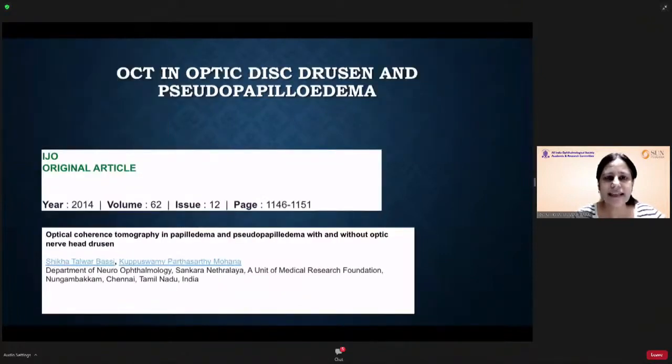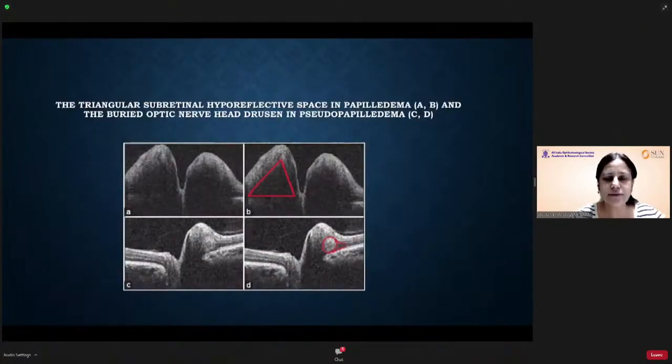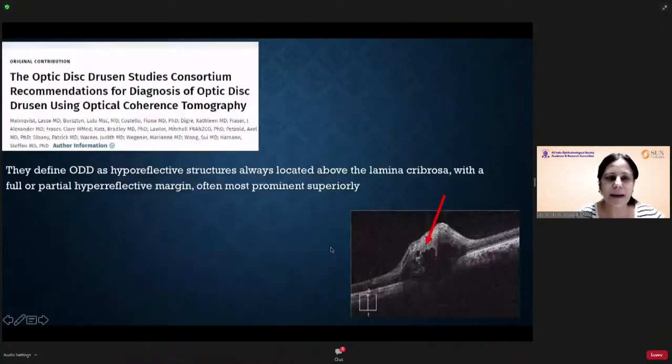Coming to the OCT in optic disc drusen and pseudopapilledema, this is my publication in 2014, where we described the presence of a hyperreflective echo in the subretinal space in patients with pseudopapilledema. This is the difference between true papilledema and pseudopapilledema. There is a hyperreflective area in true papilledema, whereas there is a hyperreflective echo in pseudopapilledema.